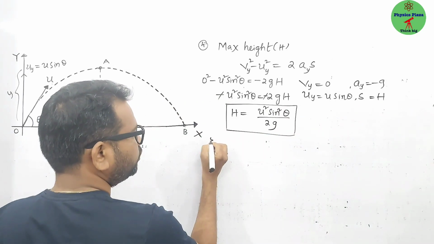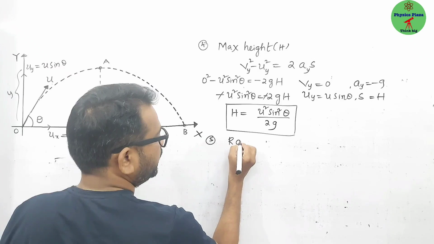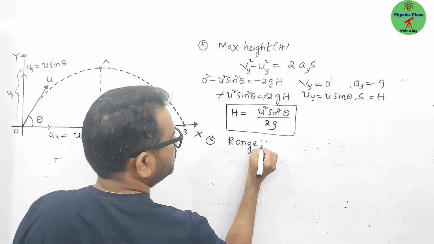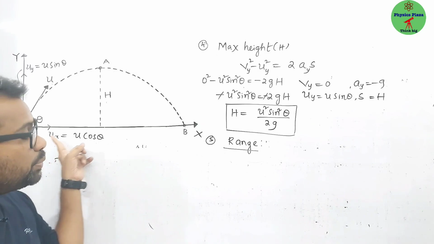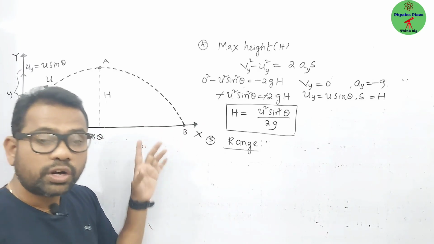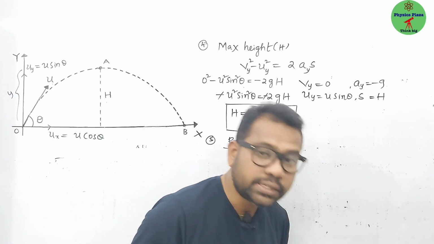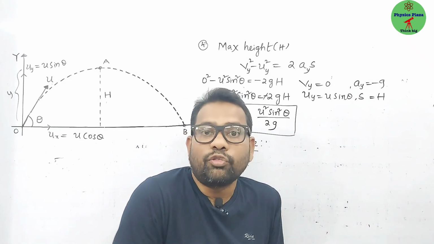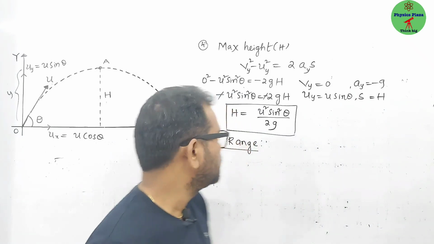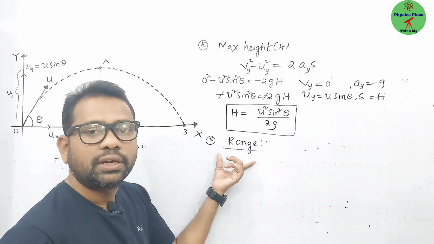Fine. Okay. The fifth parameter is the range of the projectile. So what is the range of the projectile, children? It is the horizontal distance covered by the projectile. Children, we know that horizontal motion is uniform motion.